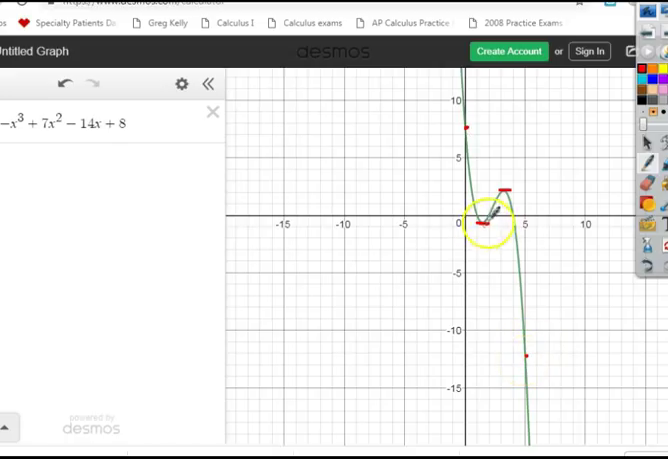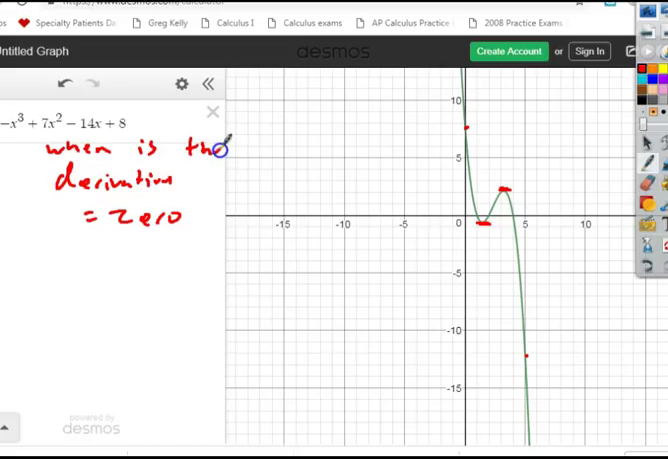But to find the coordinates here without a calculator, we would need to use calculus. This would be a horizontal tangent, so we're looking for when the slope of the original function is 0. You're basically saying, when is the derivative equal to 0? And that would tell you these two places. That'll give you the x coordinate for those two places. To find a y coordinate, you have to plug it back into the function. But you can find those coordinates using the derivative. So let's do that now.